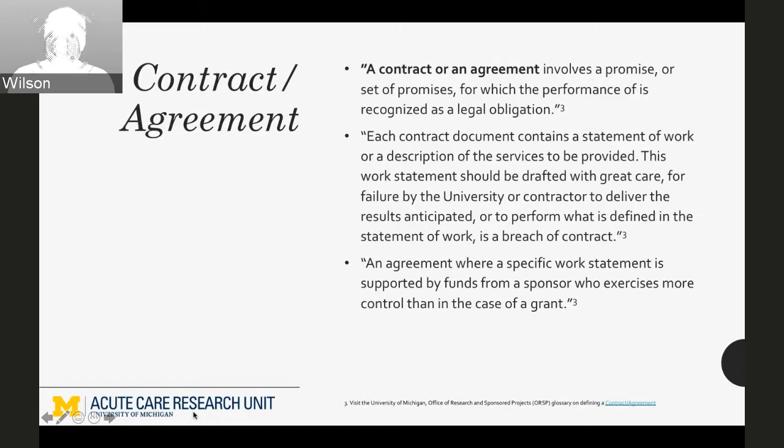What is a contract or an agreement? A contract or an agreement involves a promise or a set of promises for which the performance is recognized as a legal obligation. Each contract typically contains something called a statement of work. A statement of work is a description of the services to be provided by the university or the contractor.